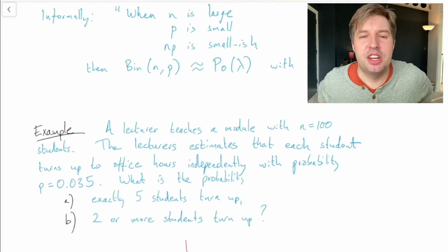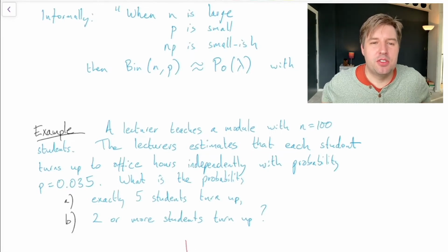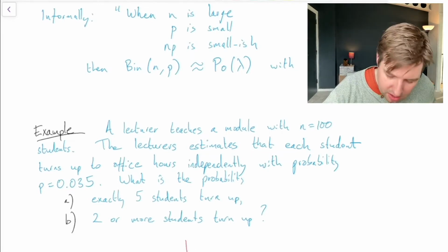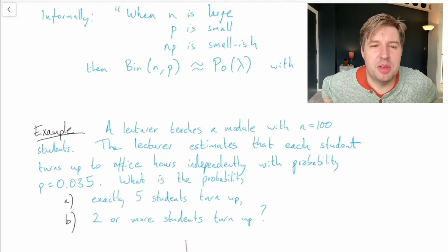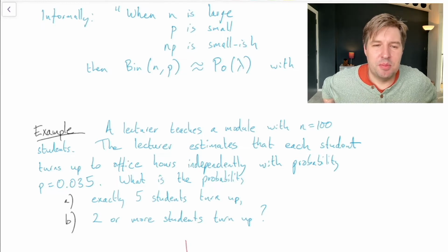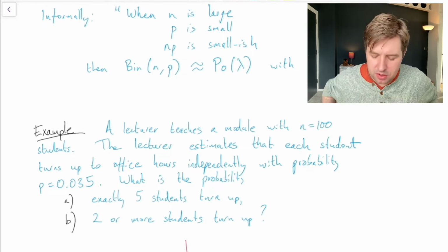Okay, so here's an example. A lecturer teaches a module with n equals 100 students. The lecturer estimates that each student turns up at office hours independently with probability p equals 3.5%, 0.035. What is the probability A, that exactly 5 students turn up, and B, that 2 or more students turn up?